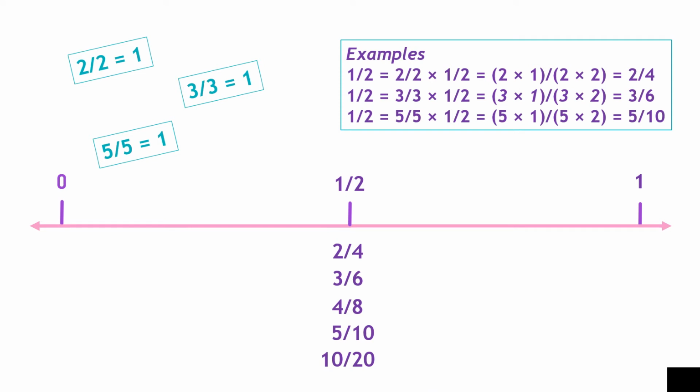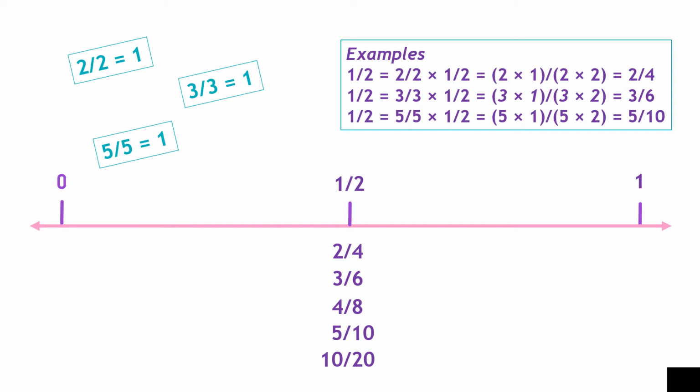Let's see what happens to a simple number, 1/2, when we multiply it by 1, but in the form of 2 halves. We know that 2 halves equal 1, and when we multiply 1/2 times 2 halves, the result is 2/4. But look at 2/4 and 1/2 on the number line. They name the same quantity. They're equivalent fractions.